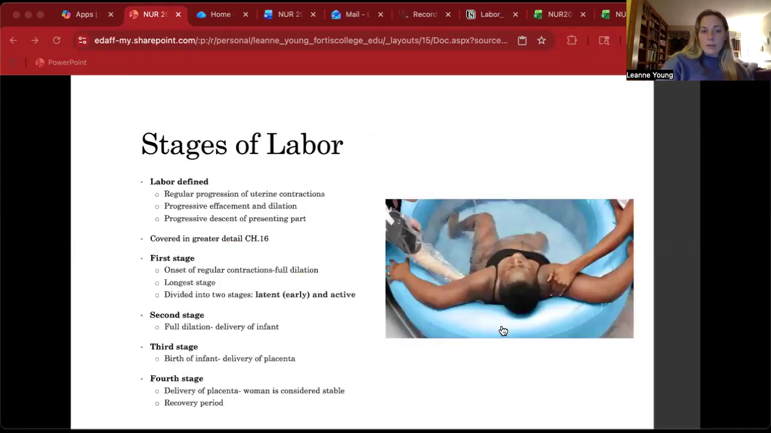Stages of labor would be listed here for you guys. So labor is defined typically as the regular progression of uterine contractions. It means that mom has to have some progressive effacement as well as dilation, and then descent of the presenting part. Okay, all of these things need to happen for us to determine that mom is in labor. It is also covered in a lot more detail in chapter 16.